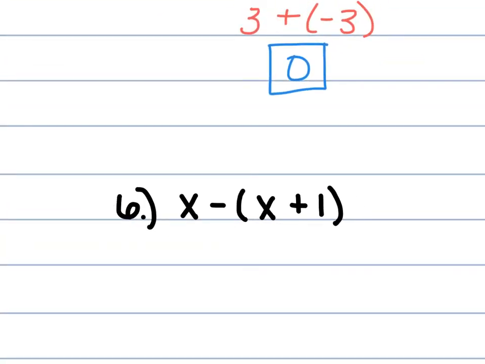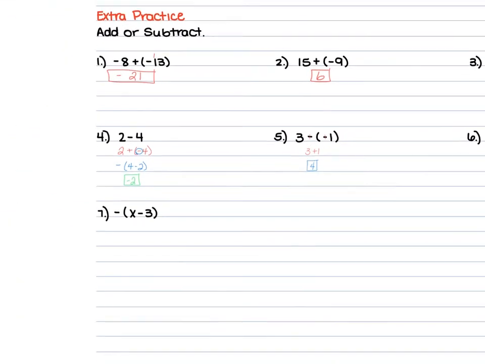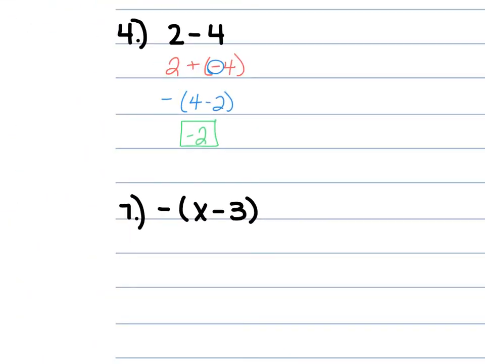For 6, we have x minus parentheses x plus 1. So that negative distributes. This is going to become a negative. This is going to become a negative. This becomes a positive. So x minus 1. The two x's cancel out because it's x minus x. Remember, if we plugged in a 2 for them, 2 minus 2 is 0. And your answer is just negative 1. For our last one, we have the opposite of x minus 3. So distribute that negative. It's going to give us negative x plus 3. Remember, everything changes. So negative x plus 3.